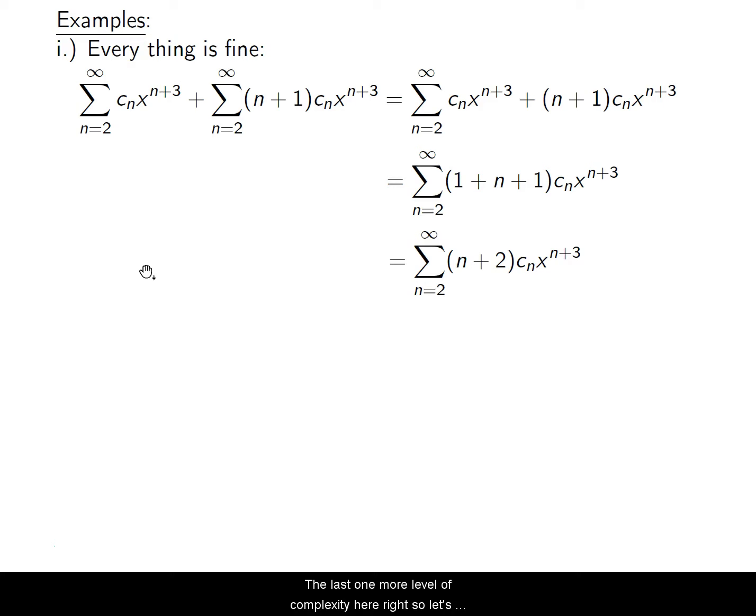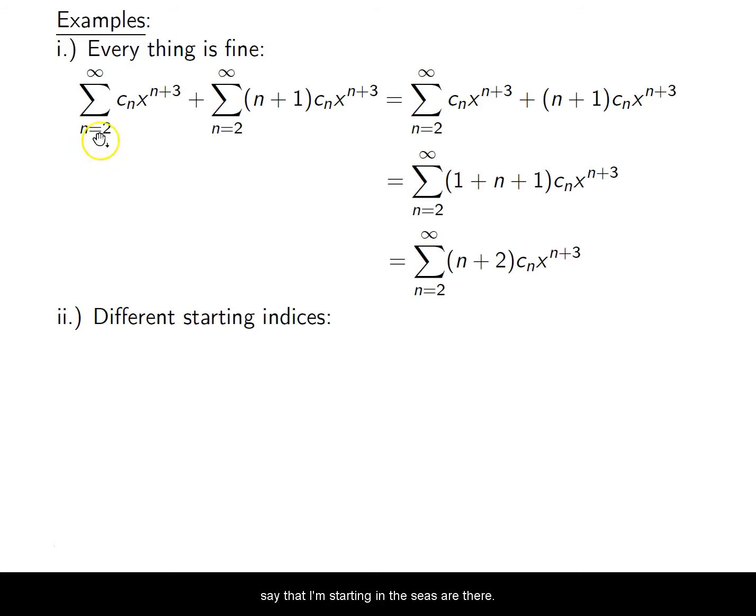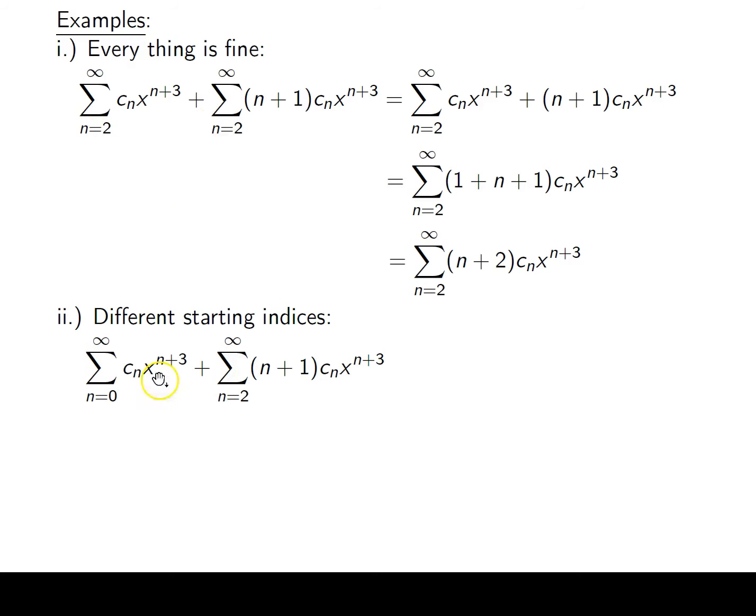Alright, so let's add one more level of complexity here. Let's say that our starting indices are different. Here I have n equals 0, and n equals 2. Notice the values for the x's are the same though, so it's the exact same thing I had up here. I just shifted the indices. So it's nice because everything still matches up.